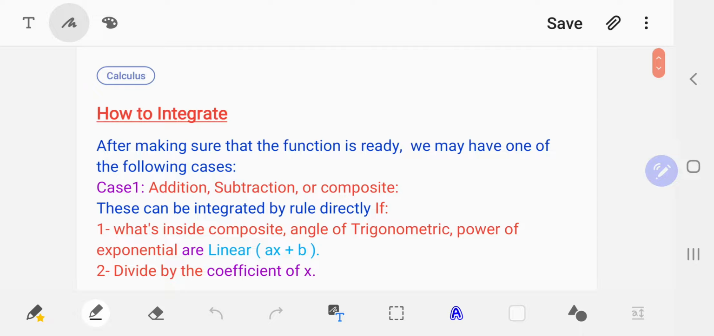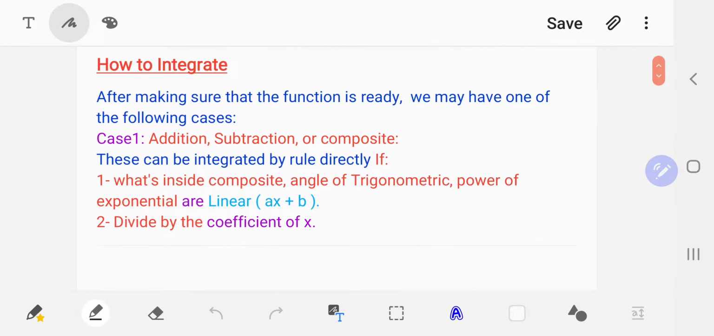Now, after we know the rules of integration, the question is, how do we integrate? As I mentioned before, you have to make sure that the function is ready, and ready means you get rid of radicals, powers in denominator, and you convert all the trigonometric identities. After you do that, you may get one of four cases: either addition, subtraction, or composite, or you may have multiplication, division, or an integration that includes ln.